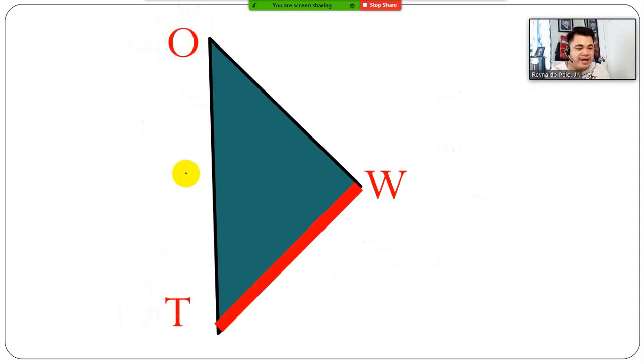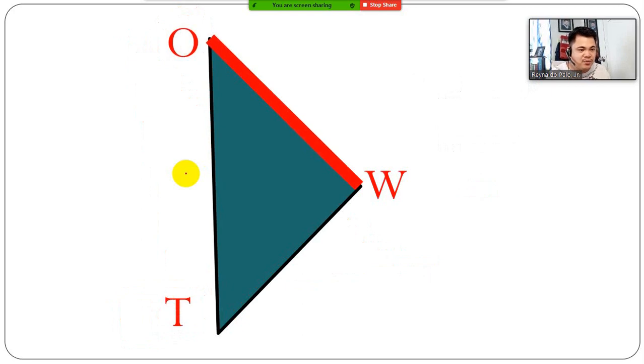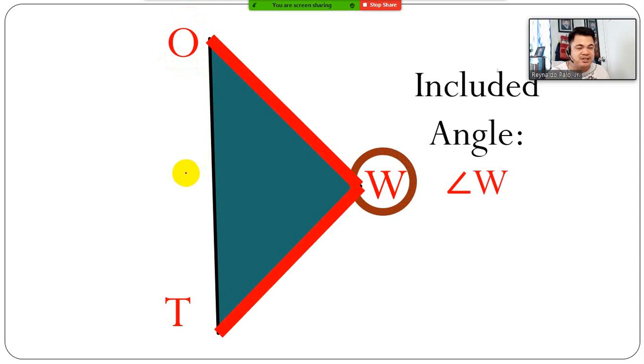Then we have segment WT and segment OT, the included angle is angle T. We have segment WO and segment TO, the included angle is angle O. And lastly, we have segment OW and segment TW. The included angle is angle W. So that's what we mean when we are talking about the included angle. Okay, I do hope that you understand and you can follow.